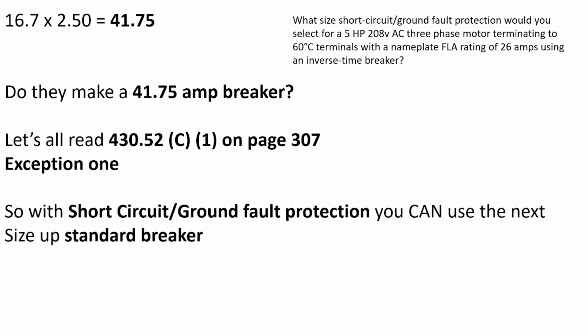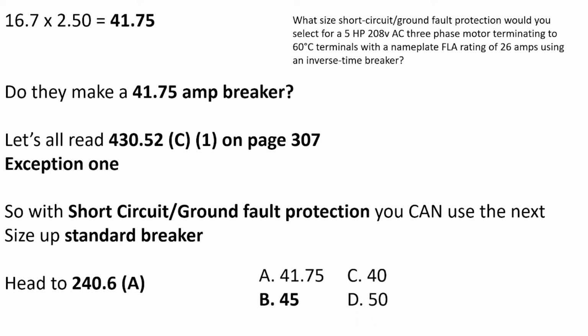So we are going to go back over to 240.6, which is our standard ampere rating chart for overcurrent devices. If you close your code book, you can use your OCPD tab to take you to article 240. And we're going to flip over to table 240.6(A) on page 95, and we're going to select the next size up. So what's the next size up standard ampere rating past 40? Looks like it's 45.